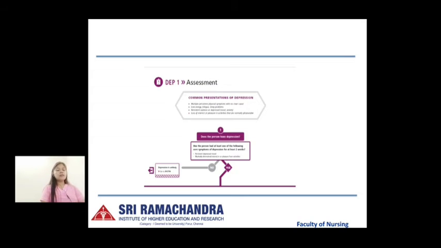For that, you have to assess whether the person has at least one of the following core symptoms. We have discussed the core symptoms. There are 2 core symptoms. So you assess whether the patient has had at least one of the following core symptoms of depression for at least 2 weeks. The first is persistent depressed mood or markedly diminished interest in or pleasure from all activities.